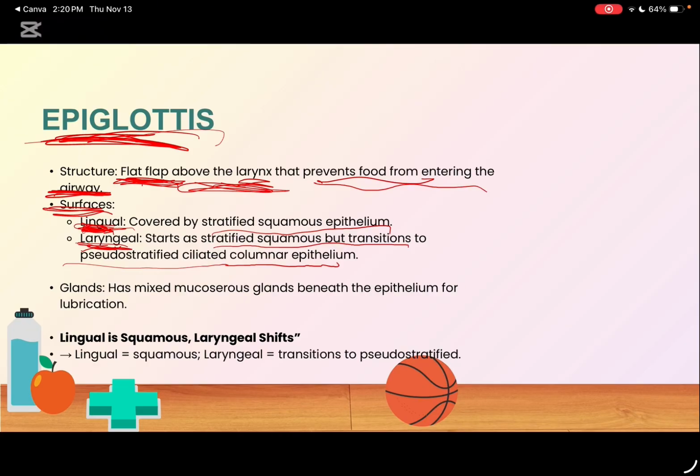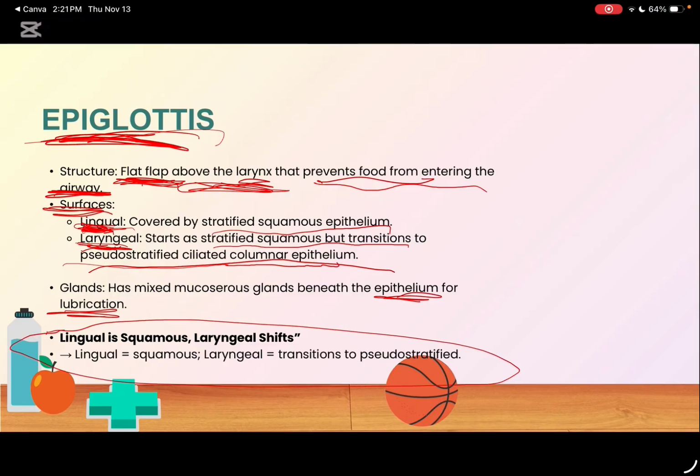The laryngeal surface starts as stratified squamous and then transitions to pseudostratified ciliated columnar epithelium. Its glands are mixed mucoserous glands just beneath the epithelium for lubrication. Here is a mnemonic: lingual is squamous, laryngeal shifts. Lingual is always squamous, but laryngeal transitions and becomes pseudostratified.